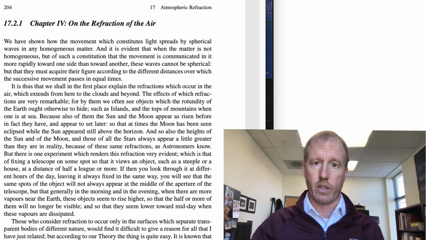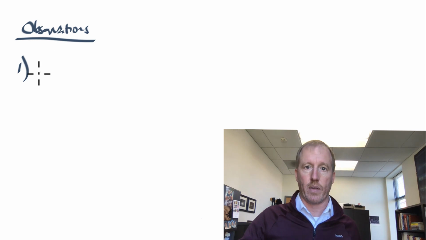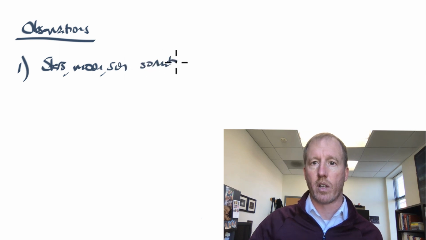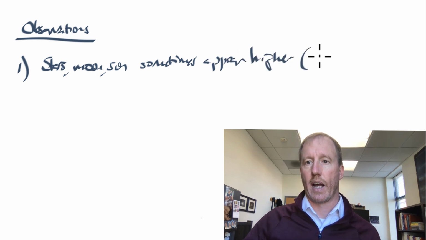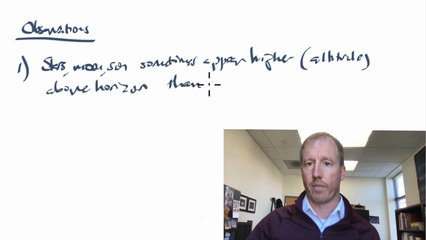So let's write that down. Some observations. And actually, I don't know if I have the ordering of these the same as Huygens, but let me just enumerate them. The stars, the moon, and the sun sometimes appear higher, and by higher I mean altitude, above the horizon than they truly are.